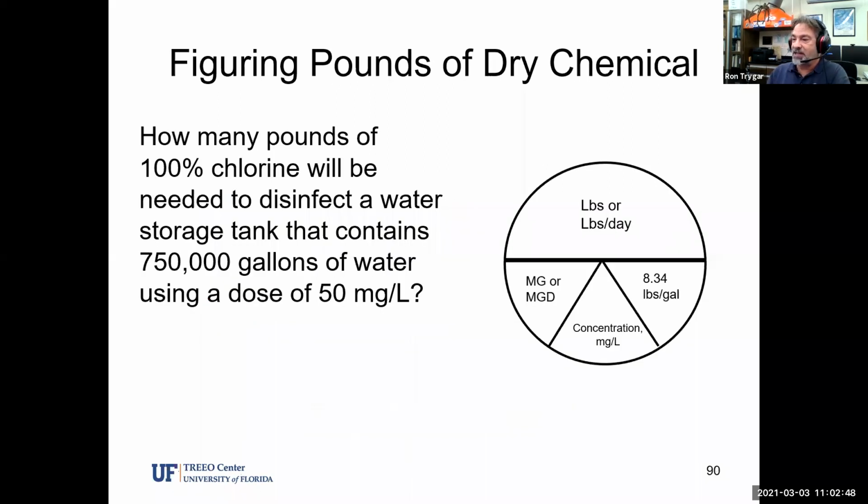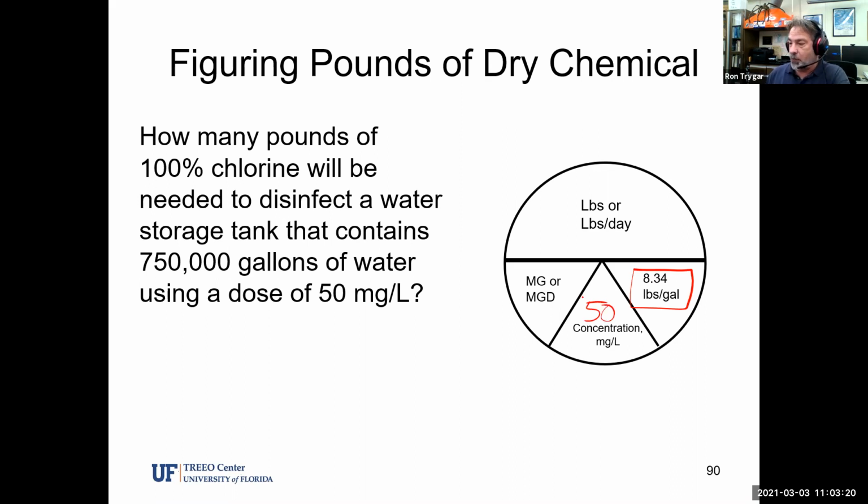So the first question says, how many pounds of 100% chlorine will be needed to disinfect a storage tank that contains 750,000 gallons of water to a dosage of 50 milligrams per liter? So we can use this Davidson pie chart to help us out. We can plug numbers in. We've already got 8.34 here. This is pounds per gallon of water weight. And we know that the concentration, or in this case, the dose, is 50 milligrams per liter.